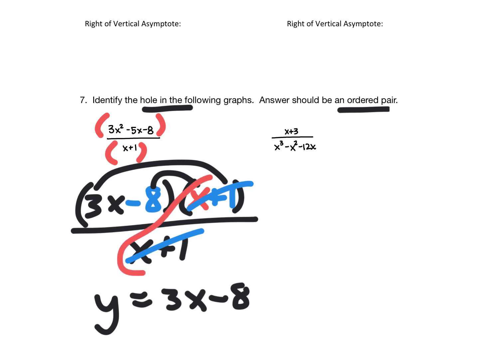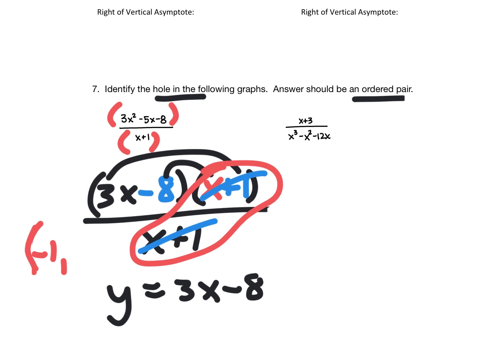But there was a hole here at negative 1 comma something. So the hole starts with negative 1, and then you stick that in this equation right here. And then you'll have negative 3 minus 8, negative 11. Negative 1, negative 11.